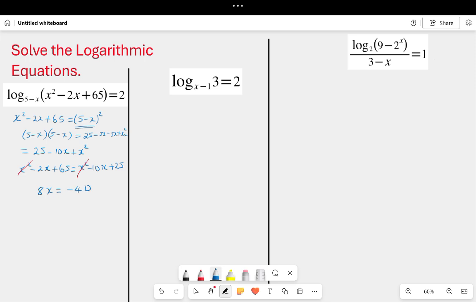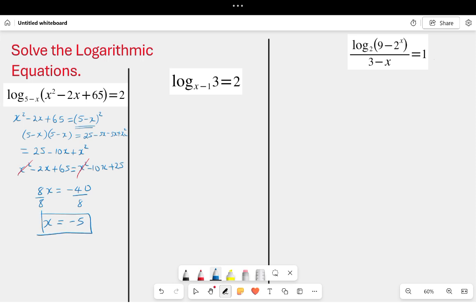All right, so we divide by 8 and 8 on both sides, and therefore x will be equals to negative 5.